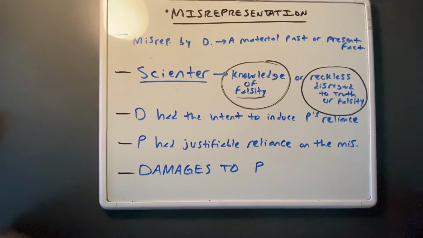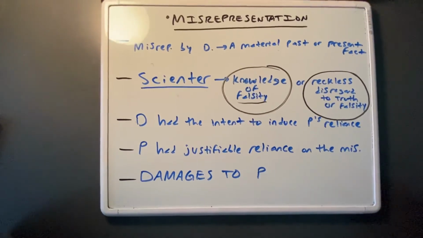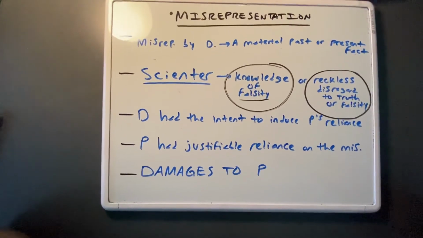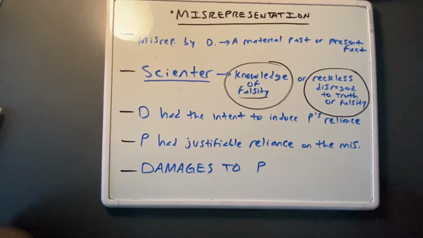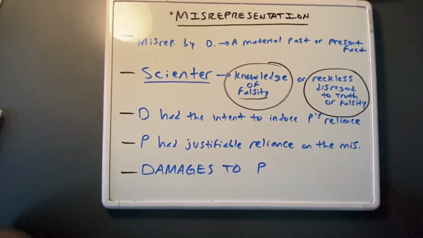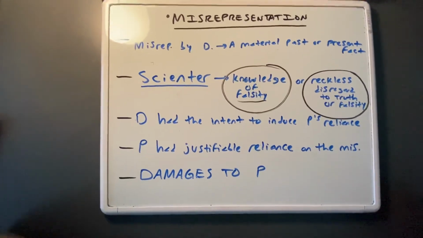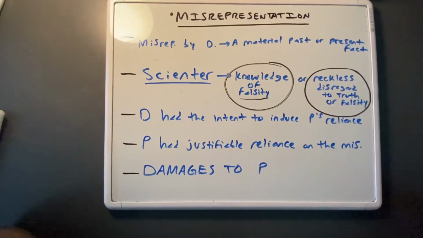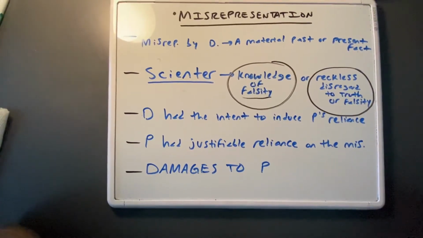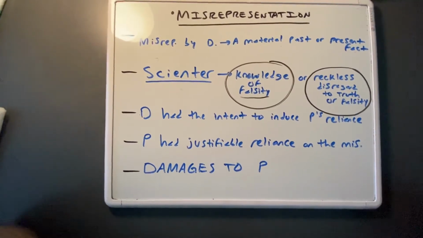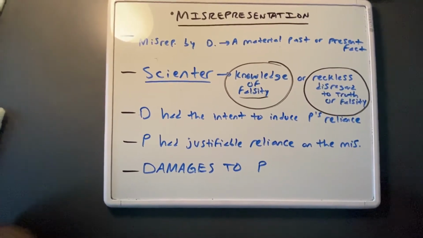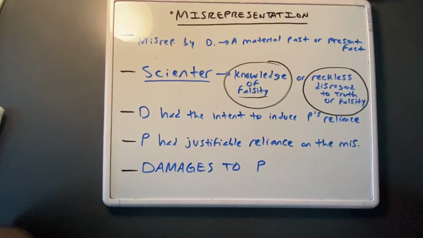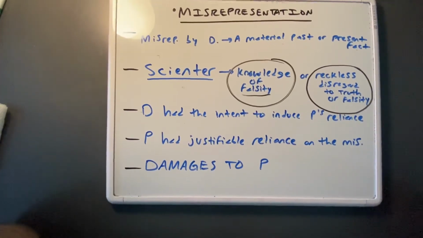Where element number 1 gets tricky is when the defendant makes an opinion rather than a statement of past or material fact. So let's say that A tells B that this is the best looking car in the lot, that this car will get you a lot of attention. You look good in this car, B. Come buy it. That is an example of an opinion. That is not a past or material fact given to B. That is A giving B a compliment, basically puffery. That is an opinion. So that's how you establish element number 1.